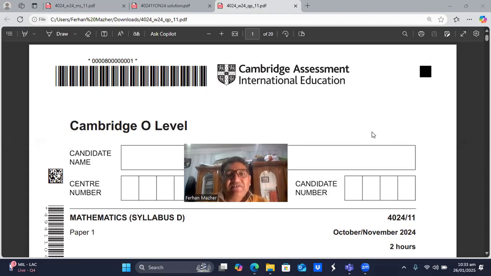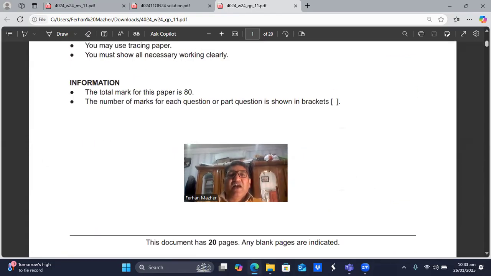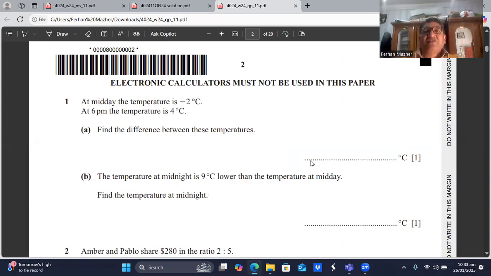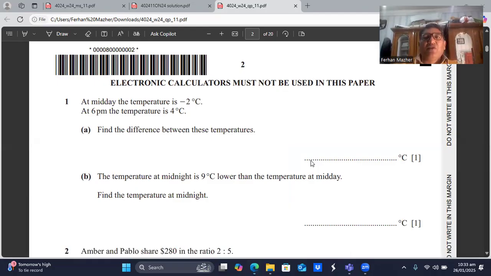Syllabus D. Today we have set our hearts to solve Paper 1 of this subject, and for that purpose we have selected the October-November 2024 paper 1-1. The time allowed for this paper is 2 hours. So let's start. The total marks for this paper are 80. So here we have the very first question coming up on your screen.